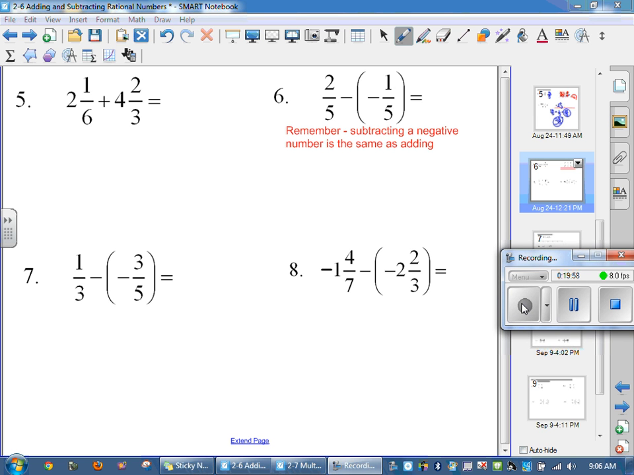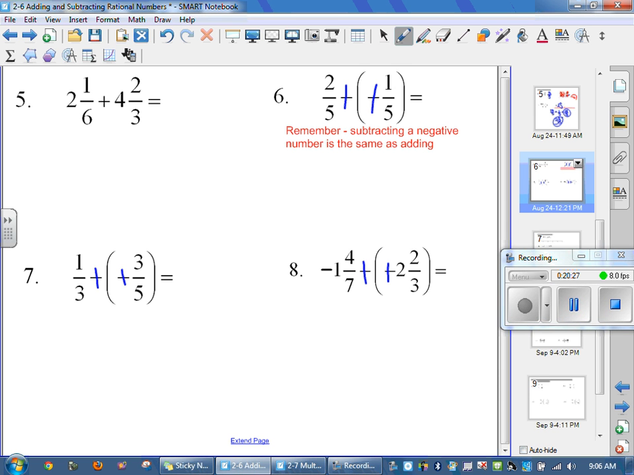They turn to positives. Same with number 8. The negative signs in the middle will turn to positives. The one on the outside is still negative. And on number 7, the inside ones turn positive as well. So we're still adding on these questions, even though they look like subtracting questions. Okay? So you can do number 7 and number 6, but on number 5 and 8, you must turn them to impropers. Okay? Give those a try. Push pause now and play when you're ready.